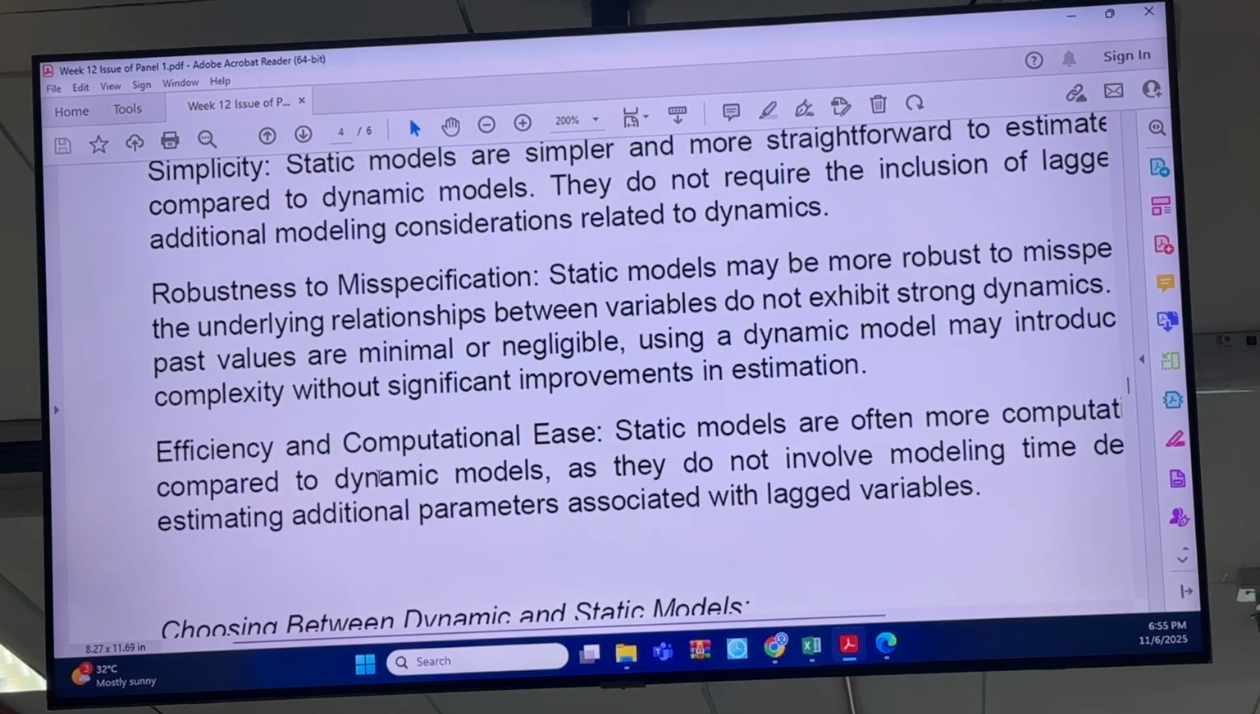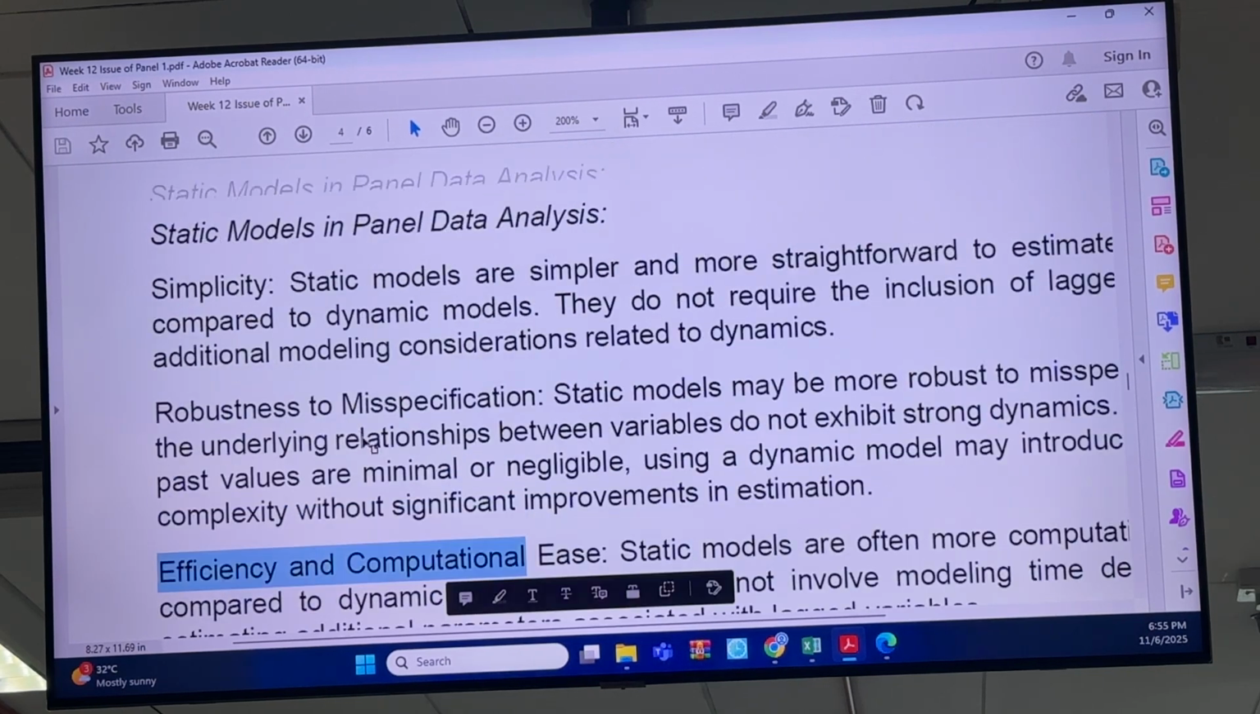So no problem, and it is efficient and easy to compute. Even though you say we just press the EViews button, actually EViews needs to do a lot of work. So it can be said to be efficient and easy.